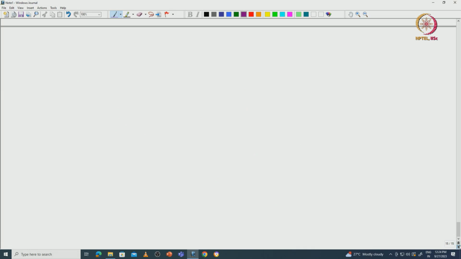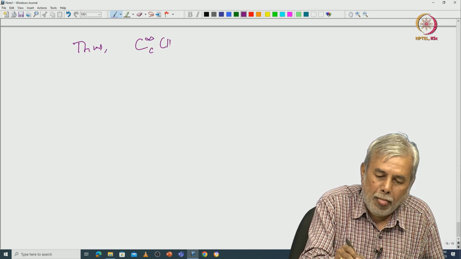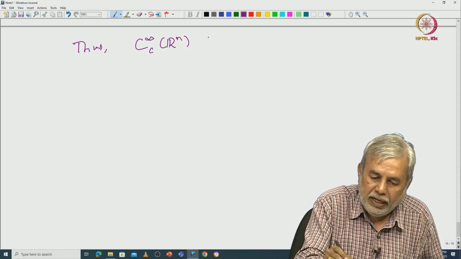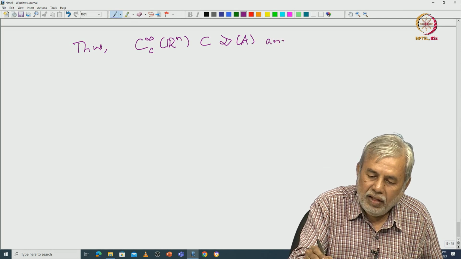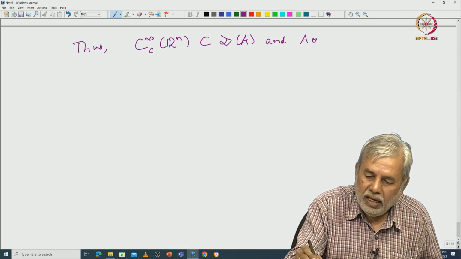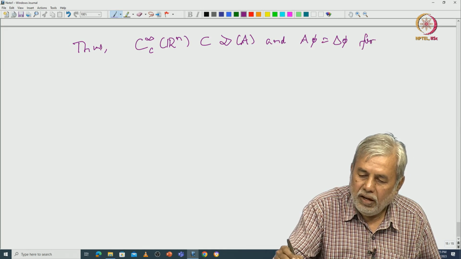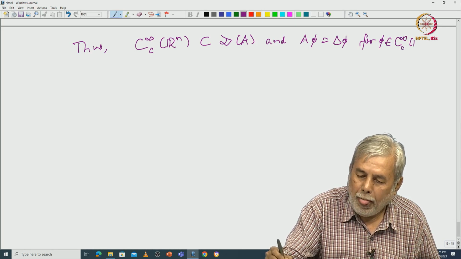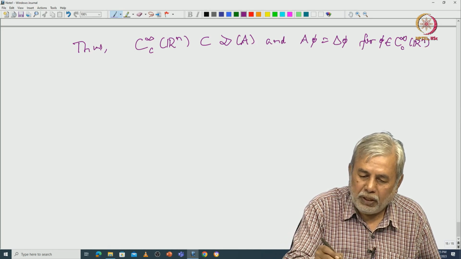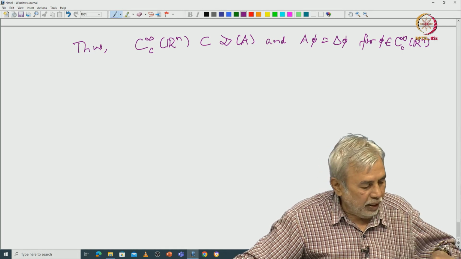Okay. So thus the class of smooth functions is in the domain of the generator, and A phi is equal to Laplacian phi for phi smooth. That is the first step. So, in particular, D(A) is dense.